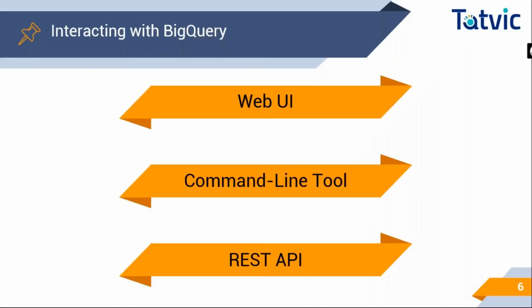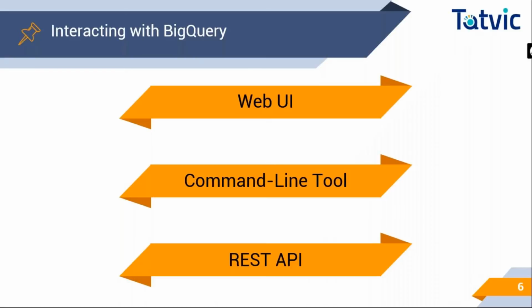So there are three possible ways we can interact with BigQuery. The first one is the web user interface that we have seen in the last webinar, the one that we are using for ad hoc queries. The second possible way is to use the command line tool, the CLI tool. A lot of people use it for analysis purposes. I have been an avid user of command line tools in the Linux days.